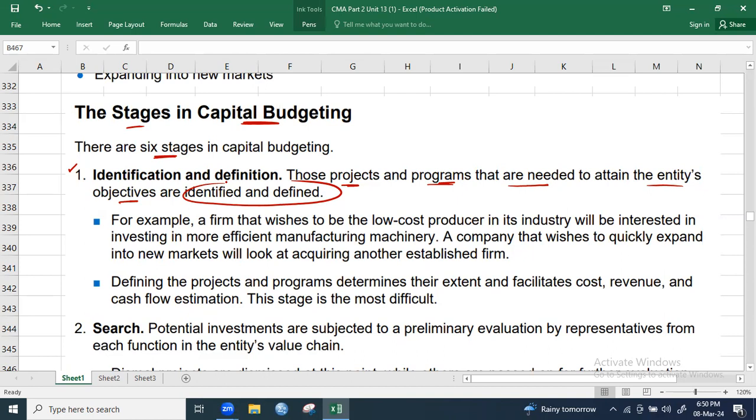Here you will identify projects and programs which will help you achieve your objectives. That could be certain machines or certain businesses. Then the second thing: once identification and definition is done, and you have defined which targets or which machine you want to buy, after that what?